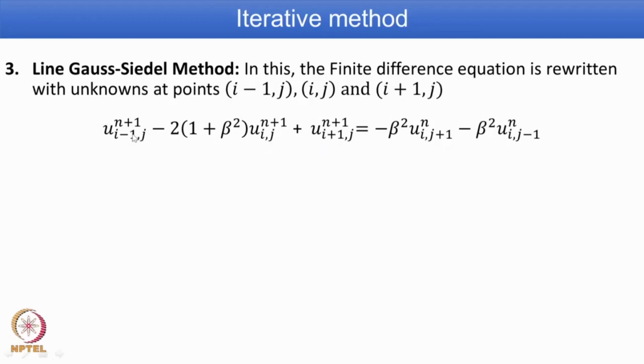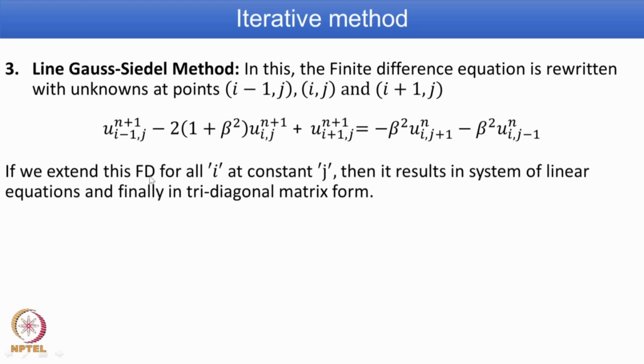Here this is along the line, because i minus 1 is on the left side, i, j is the point of interest and i plus 1 is on the right side. So, we identify nodes along that particular line and they all have to be inverted together, and that is the idea behind the line Gauss-Seidel method.